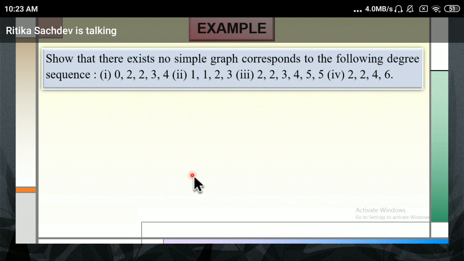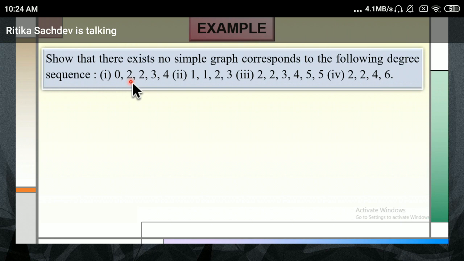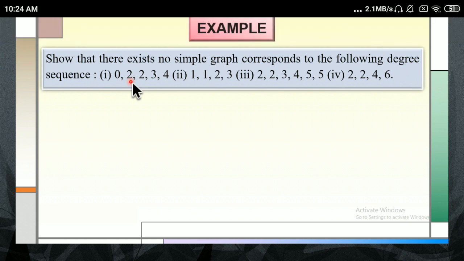Yes. That means we can say that the sum of degrees should be an even number, because it is equal to 2e. So if it is equal to 2e, I will say the sum of the degrees is even. Now please add up all these things and tell me, is it an even number or an odd number? If it is an odd number, then how can I say that a simple graph exists? Because it is not satisfying the handshaking lemma. So for the first one, it doesn't exist.